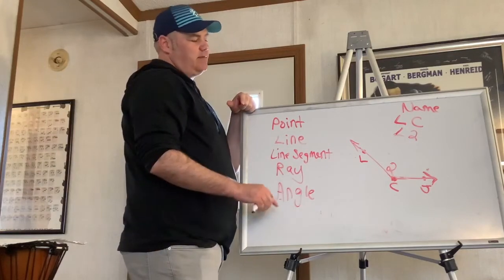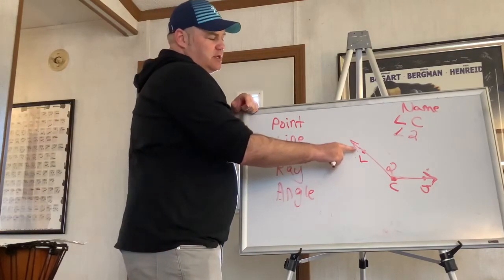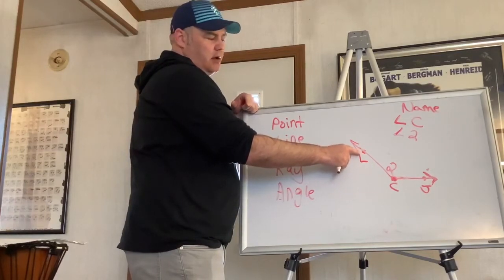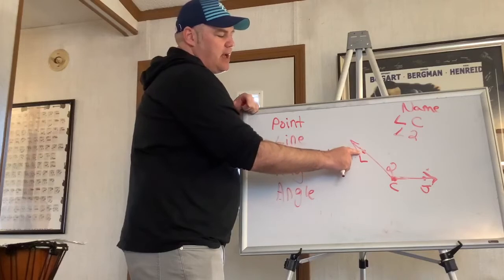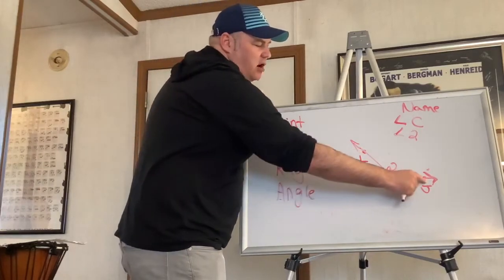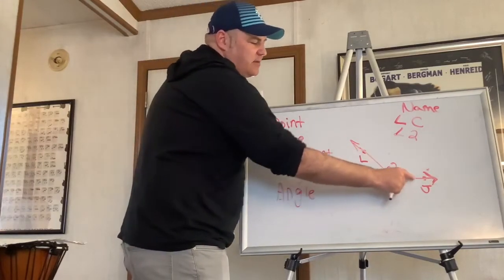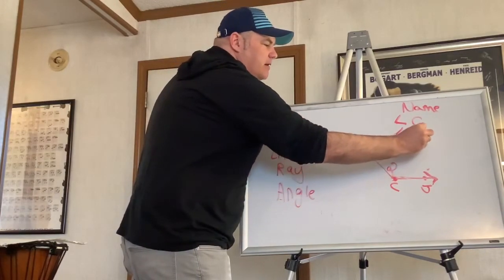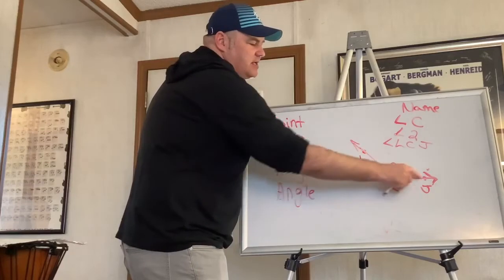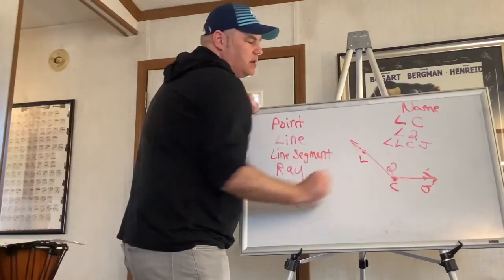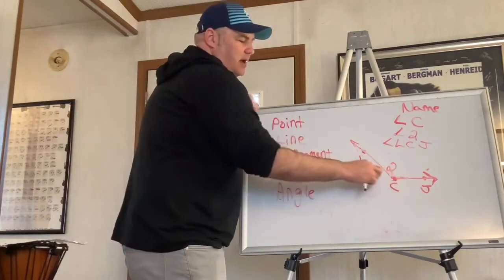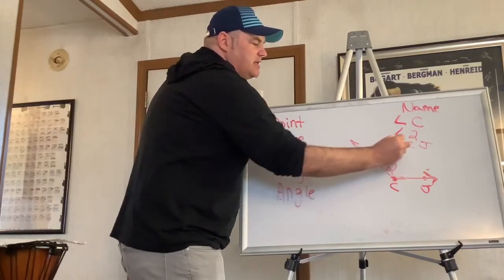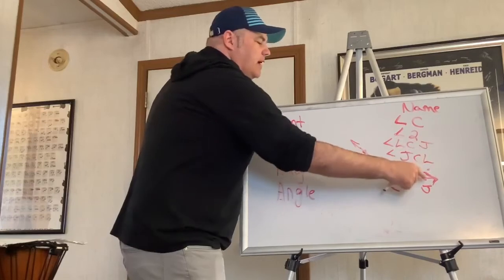Another way I can name it is you can start at a point up here, one of the endpoints of the ray, and go through the vertex and on to the next letter. You always have to keep the vertex in the middle though. So I can call this angle LCJ. So angle LCJ, and go in that order. And then turn around and go the other way, but still the vertex is in the middle. So it's angle JCL. Angle JCL.